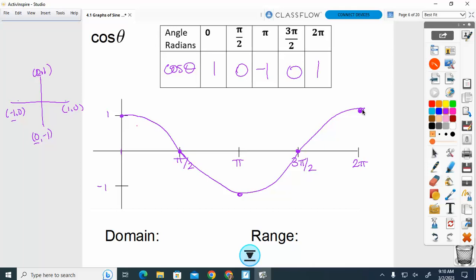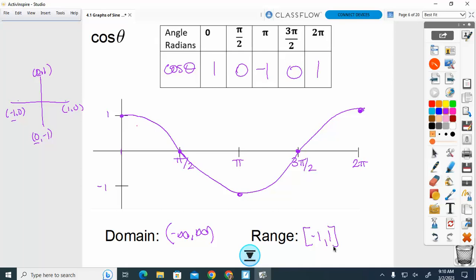Domain. Just like sine, this keeps going forever, so our domain is everything. The range, what's our range? -1 to 1. Which we actually talked about back in chapter 1 when we defined our trig functions.